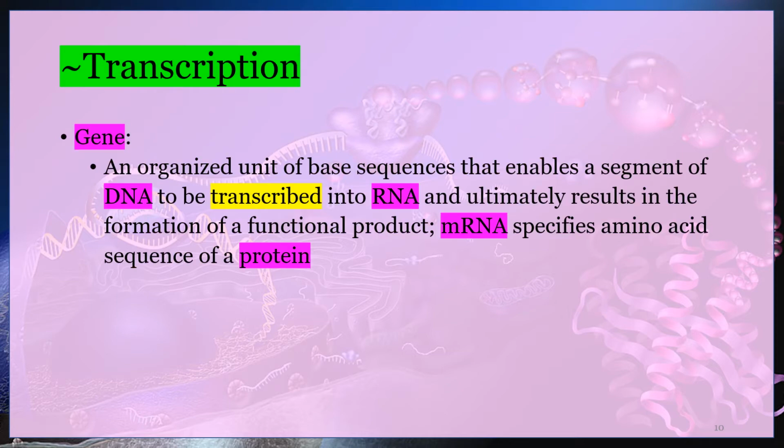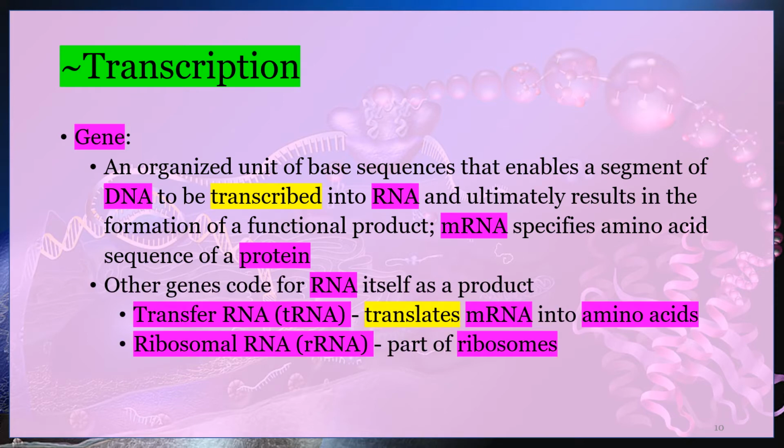The gene itself is an organized unit of base sequences that enables a segment of DNA to be transcribed into RNA and ultimately results in the formation of a functional product. Messenger RNA specifies amino acid sequences of that protein. Other genes code for RNA itself as a product. So we have what's called transfer RNA, or tRNA, which translates the messenger RNA into an amino acid. And we also have ribosomal RNA, or rRNA, which is part of the ribosome.